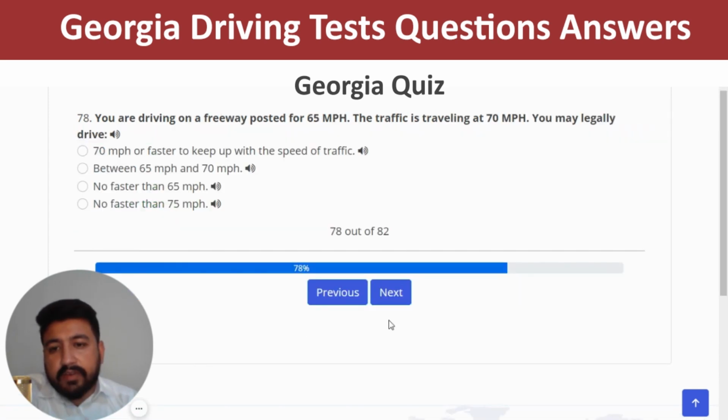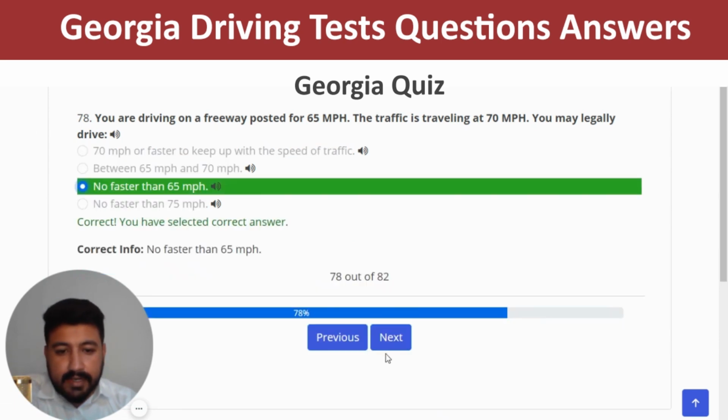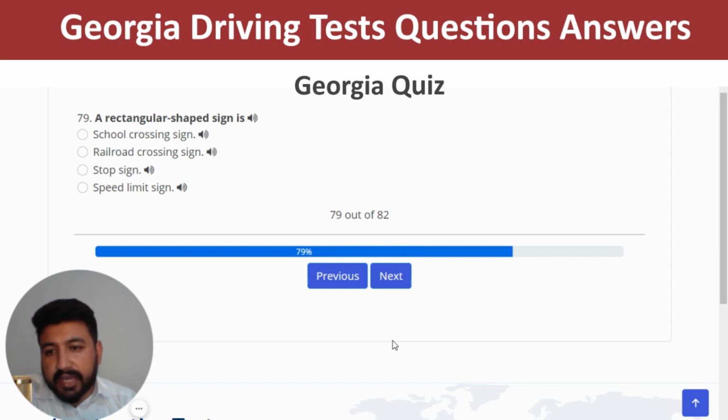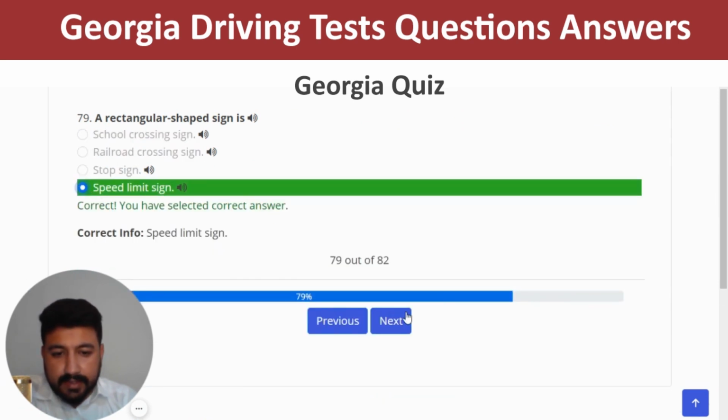Next. You are driving on a freeway posted 65 mph. The traffic is traveling at 70 mph. You may legally drive... The right answer is no faster than 65 mph. So third option, correct. And next, a rectangular shaped sign is a speed limit sign. So fourth one, right?